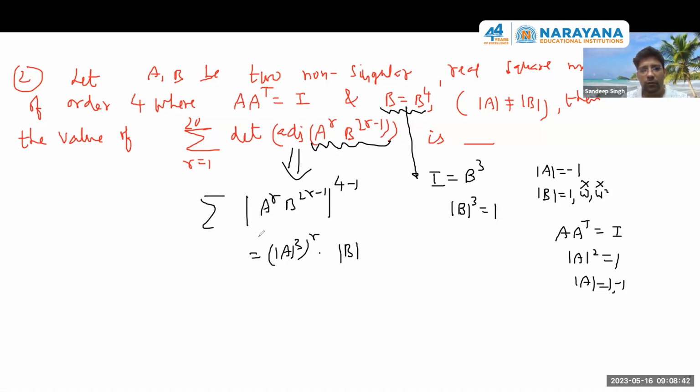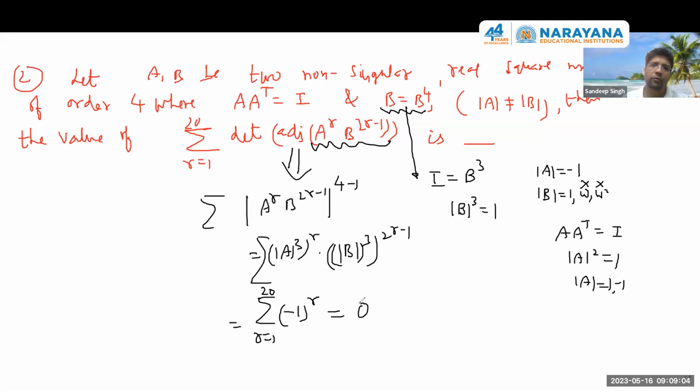Summation is also there. Summation and power, A cube whole power 2R minus 1. Now you can substitute the values. So determinant A is -1. So -1 power R. This is already 1. So even number of terms, alternate plus minus, will add up to 0. Understood by all?